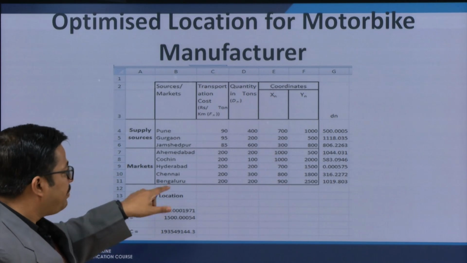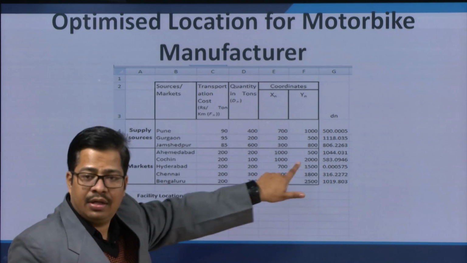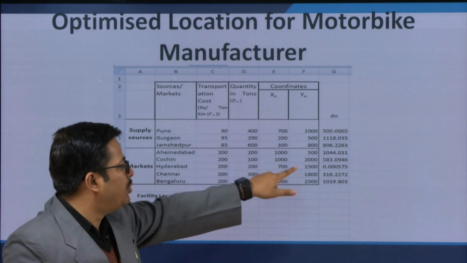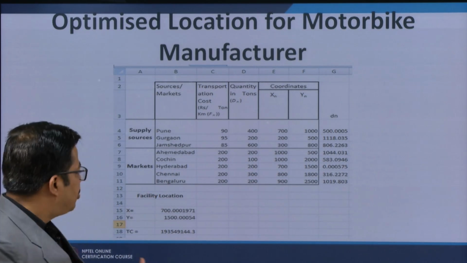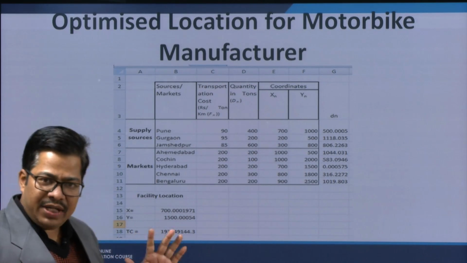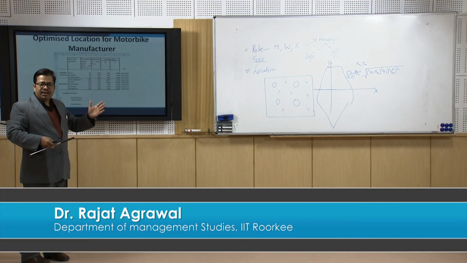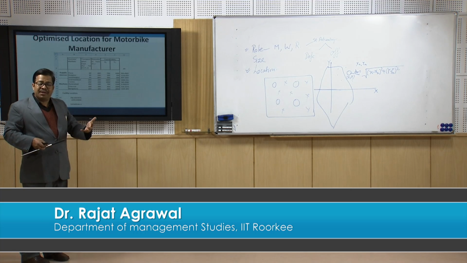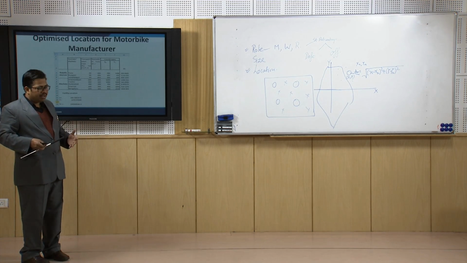You can see this 700, 1500 is very close to Hyderabad. 700, 1500 is almost Hyderabad. So you will decide that the warehouse should be at Hyderabad. So we are stopping at this point, and we will see further what other models are available for getting our optimized location of the facility. Thank you very much.